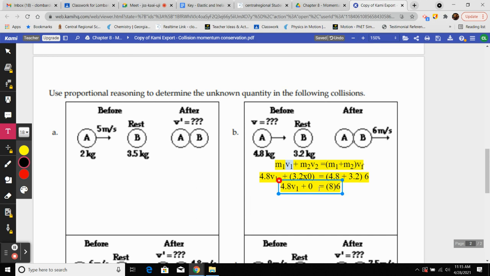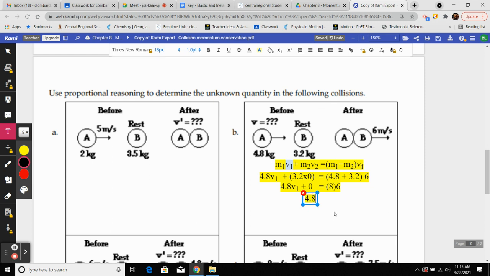Okay, so the 0 we don't have to do anything with. If this was actually a positive number, we would subtract it from both sides. If it was a negative number, we would add to both sides. But it's 0, so we don't have to do any of that. So this is going to leave us with 4.8 V sub 1 equals, what's 8 times 6? 48.